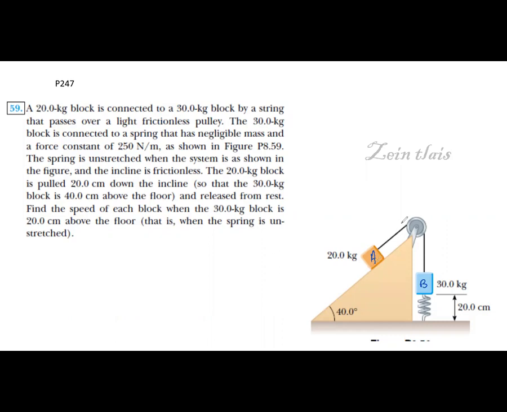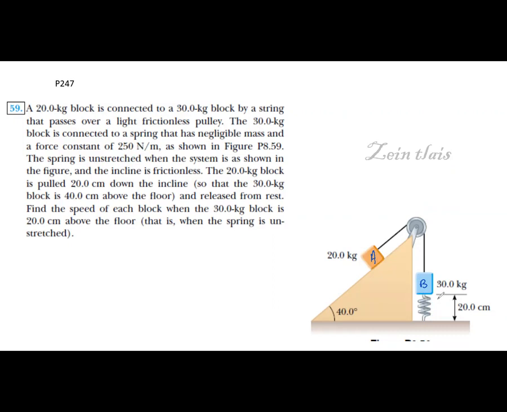A is connected to B by a light string that passes through a massless, frictionless pulley. It means the tension here equals the tension here. Block B is connected to a massless spring with K equals 250.